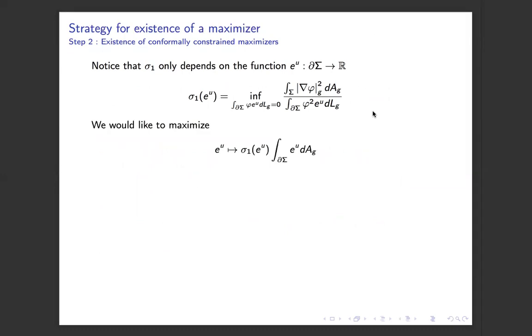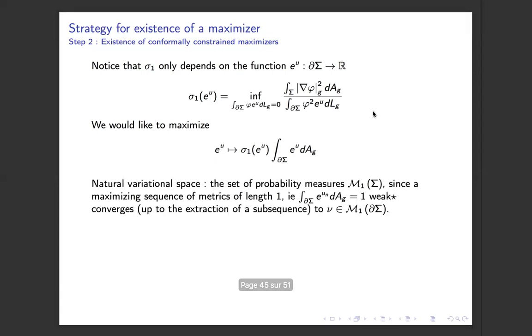So we would like to maximize this quantity, the first Steklov eigenvalue times the length of the boundary. And the natural variational space for this problem is the set of probability measures, because any maximizing sequence of metrics of length 1 has this property, the L1 norm of the conformal factor equal to 1. And this means that e to the u_n weak star converges to some measure. So why do we do this?